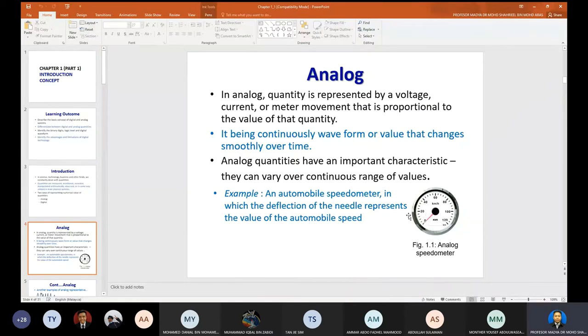If this is converted into digital, maybe it would just display, for example, 10 kilometers per hour, 20 kilometers per hour, 30 kilometers per hour. That is digital, depending on the type of your digital display. So this is an example of analog equipment, an analog sensor, that measures the speed.